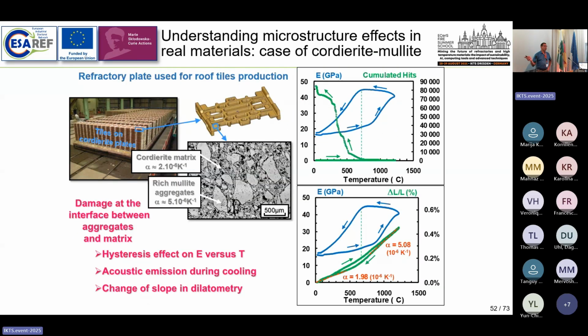A classical observation in a completely other area of application of refractories is typically cordierite mullite. In order to reinforce creep resistance, refractory producers usually introduce mullite. But in that case, you have a composite which contains a cordierite matrix with bonding mullite aggregate, and again you can see a perfect signature of a hysteresis corresponding to debonding between the cordierite matrix and the mullite inclusion, which is here for creep.